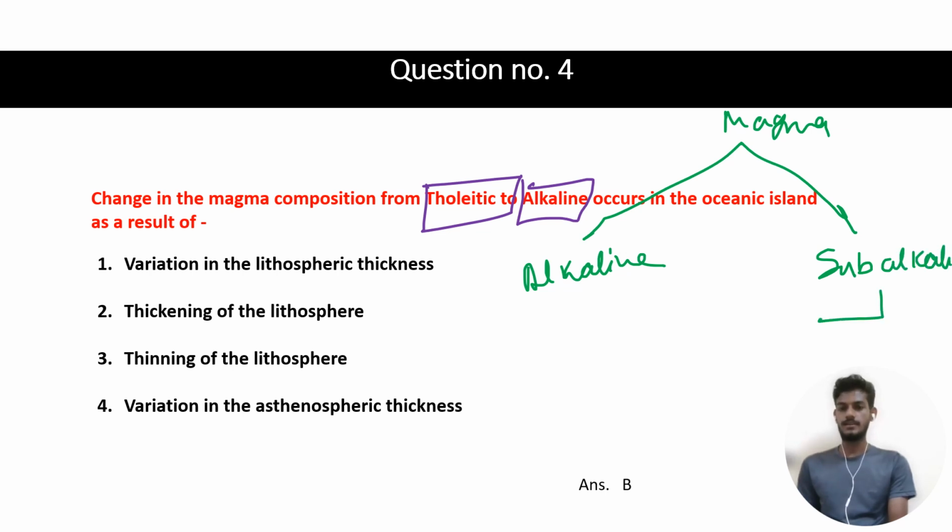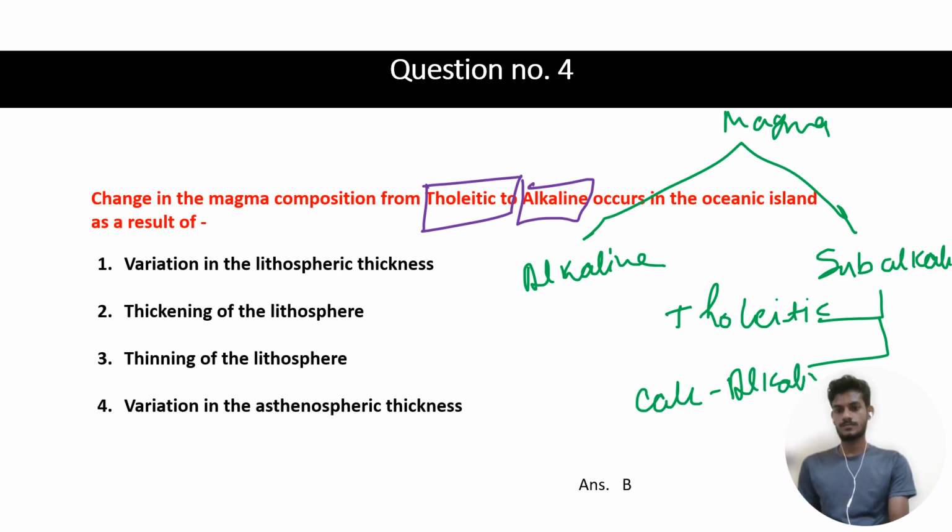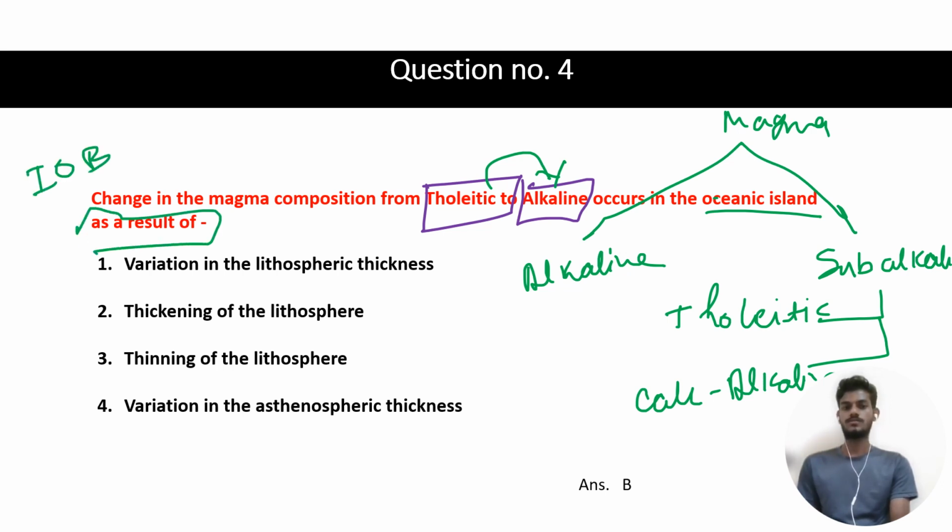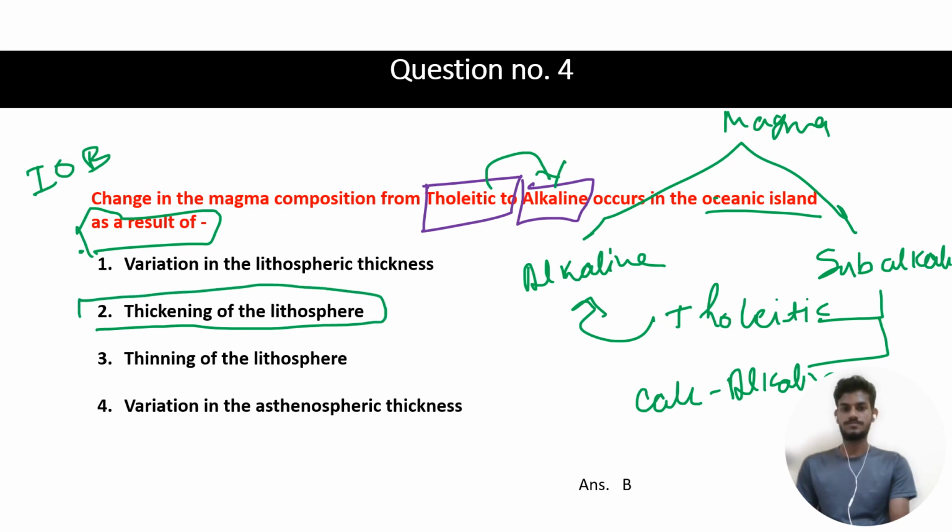This subalkaline is further divided into two, that are tholeiitic and calc-alkaline. So the question is asking about the change from tholeiitic to alkaline. It occurs in the ocean island basalt, that is also known as OIB. Why? Because we are changing tholeiitic to alkaline, and this happens because of the thickening of the lithosphere. So here the second option is your correct answer.